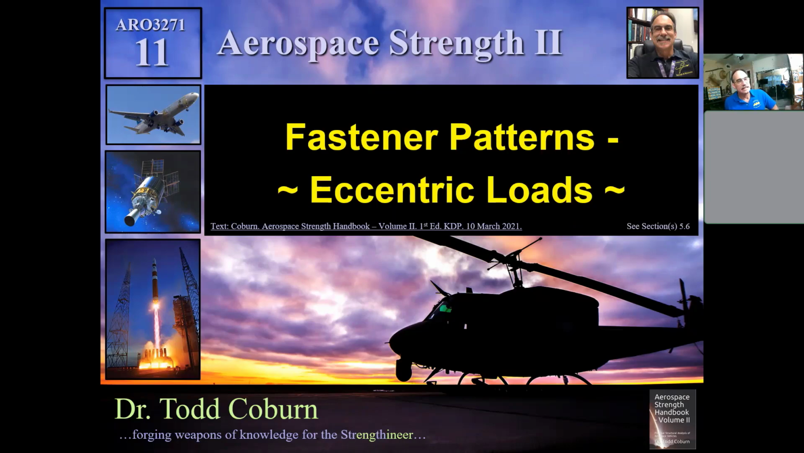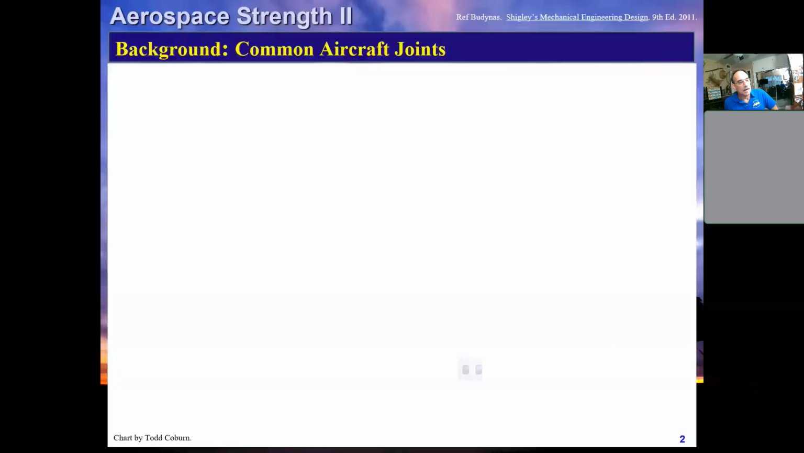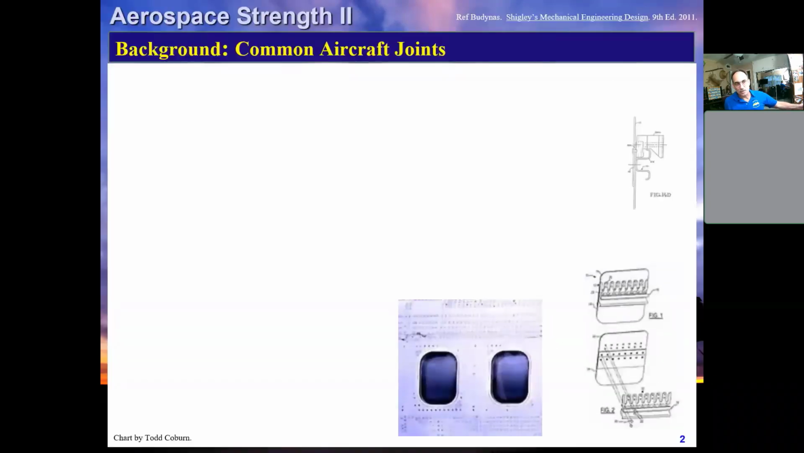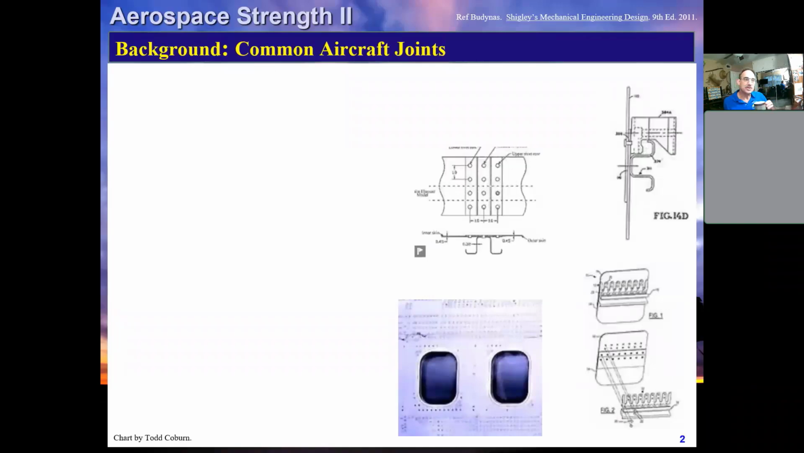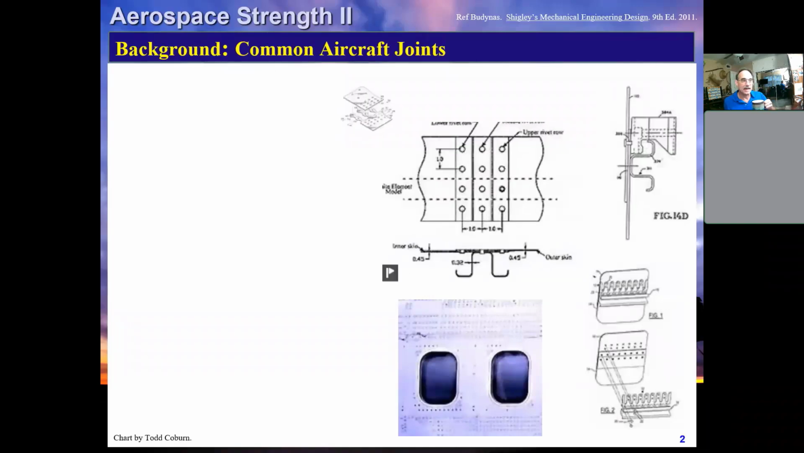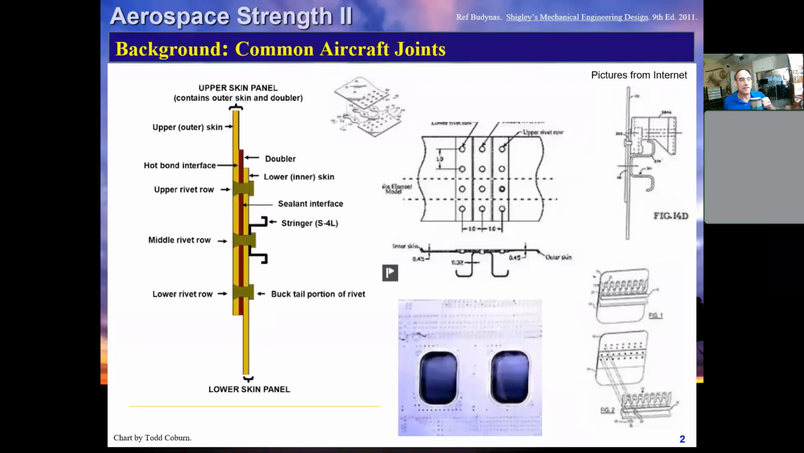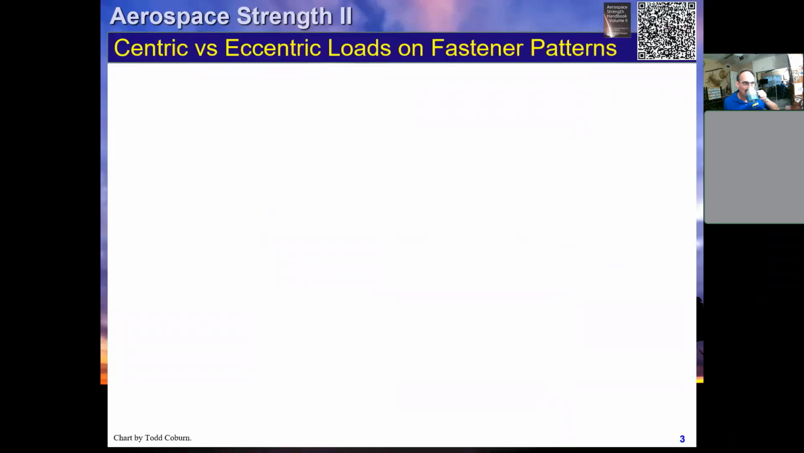So let's take a look at what I have for you here. This is just some typical examples of what real structures look like in aerospace, aircraft specifically, and what some of those fastener patterns might look like.